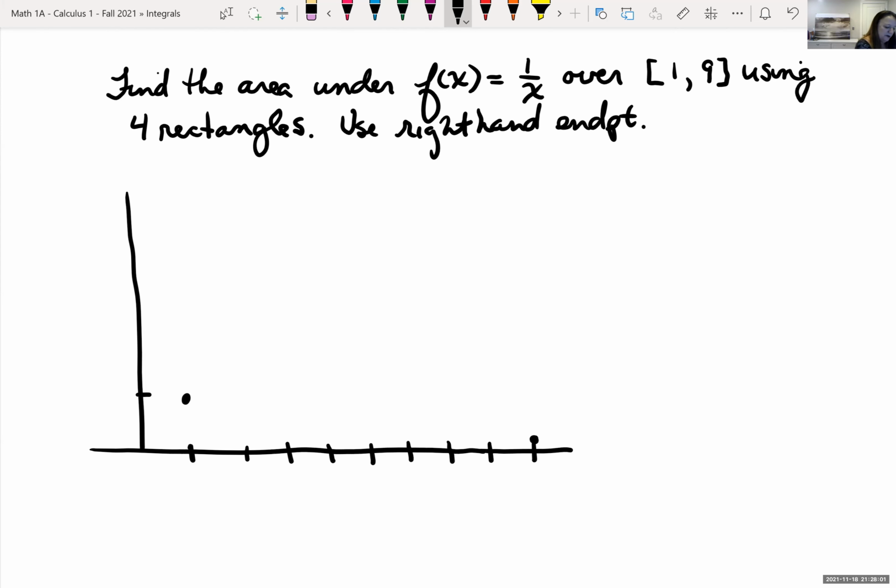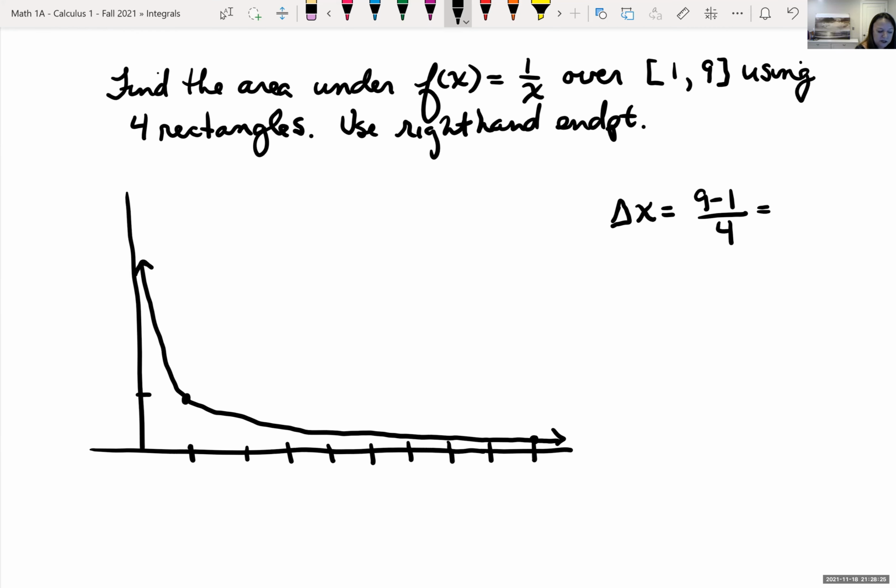Not to scale, but we have this curve that looks like this. We want to figure out what the width of each rectangle is going to be. So 9 minus 1 all over 4. So 8 over 4 gives us 2. So we're starting at 1, but we want to go over 2.